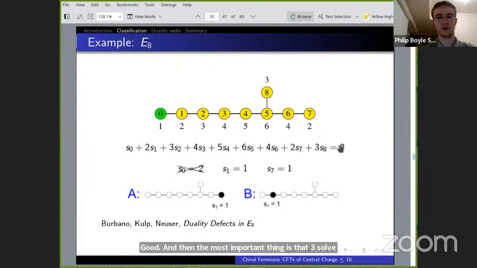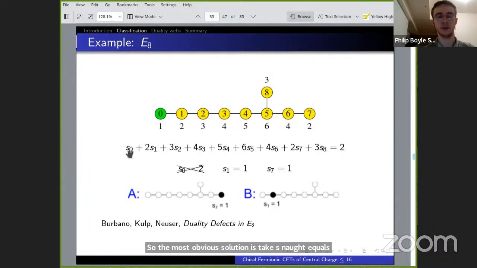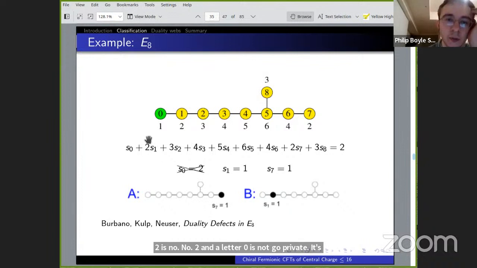The s_i are integers of at least zero. So the most obvious solution is take s_0 equals two and all the other s to be zero. But that's not allowed because the solution has to be coprime. Two and a load of zeros is not coprime, it's divisible by two. So the next solution is where you set s_1 to one and set all the other ones to zero. So this is another solution. And we can see that all the other coefficients are too big until we get to s_7. So the only other thing we can do is take s_7 to be one and the rest to be zero.